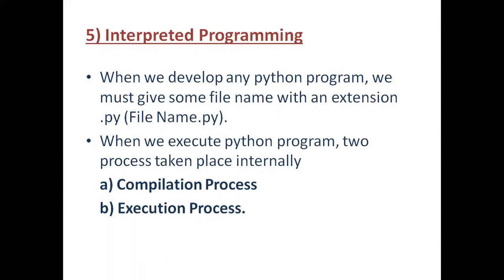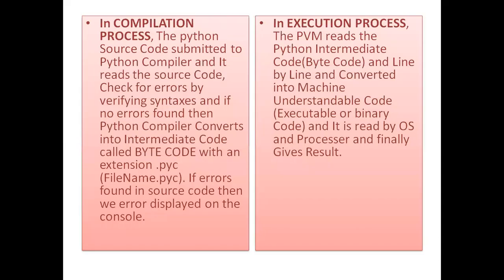Now, when we execute a Python program, two processes take place internally. Now, what are those two processes? Let's start with that. First is the compilation process, and second is the execution process. That is how the program executes. So, what is the compilation process?